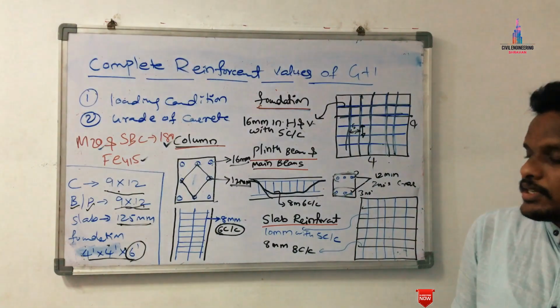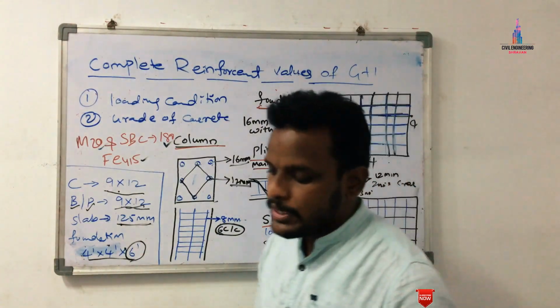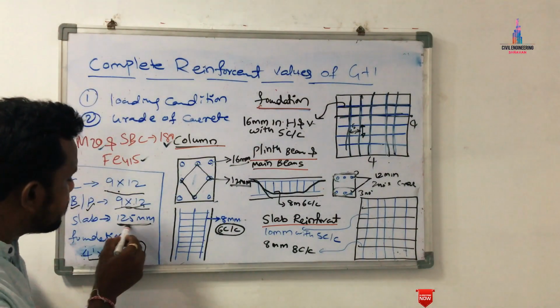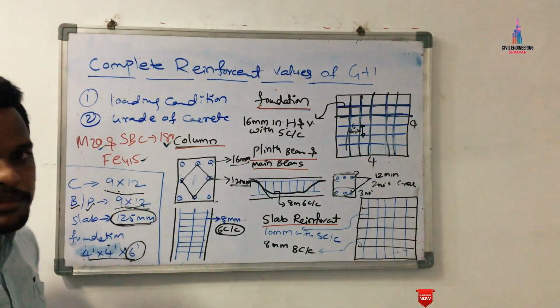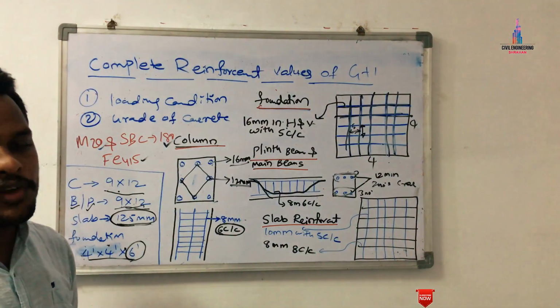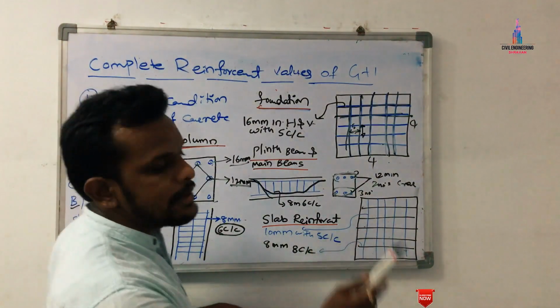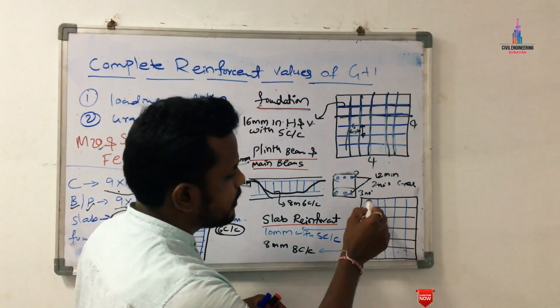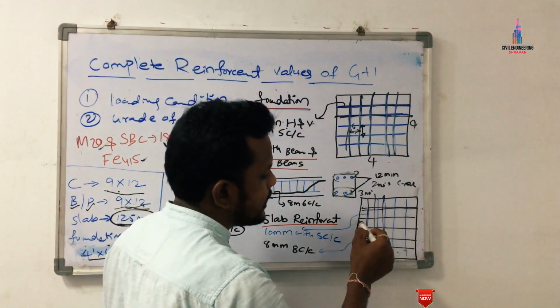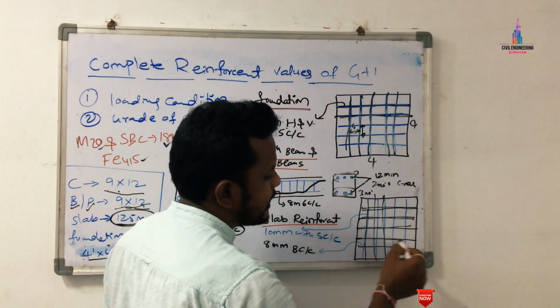So if you want to construct any building related to the G+1 building model, we will consider the slab thickness as 125 mm. For this 125 mm section, we will provide the main bars as well as the distribution bars. Okay, so let us consider this is my slab. For these bars, we will provide the main bars here like this in vertical position, and we will provide the distribution bars here like this in horizontal position.